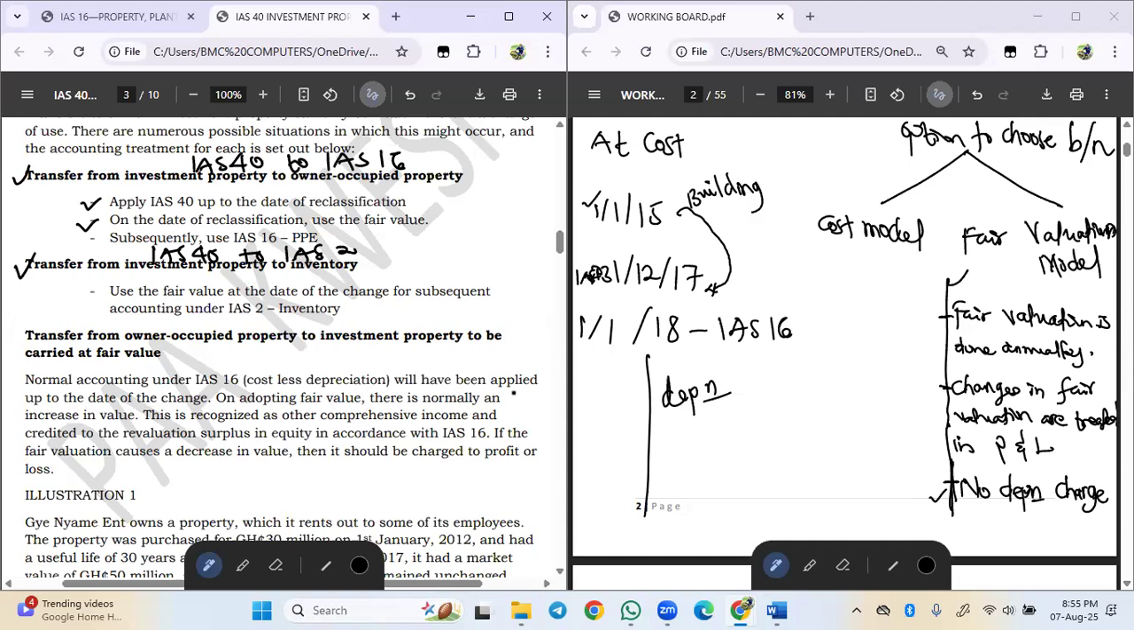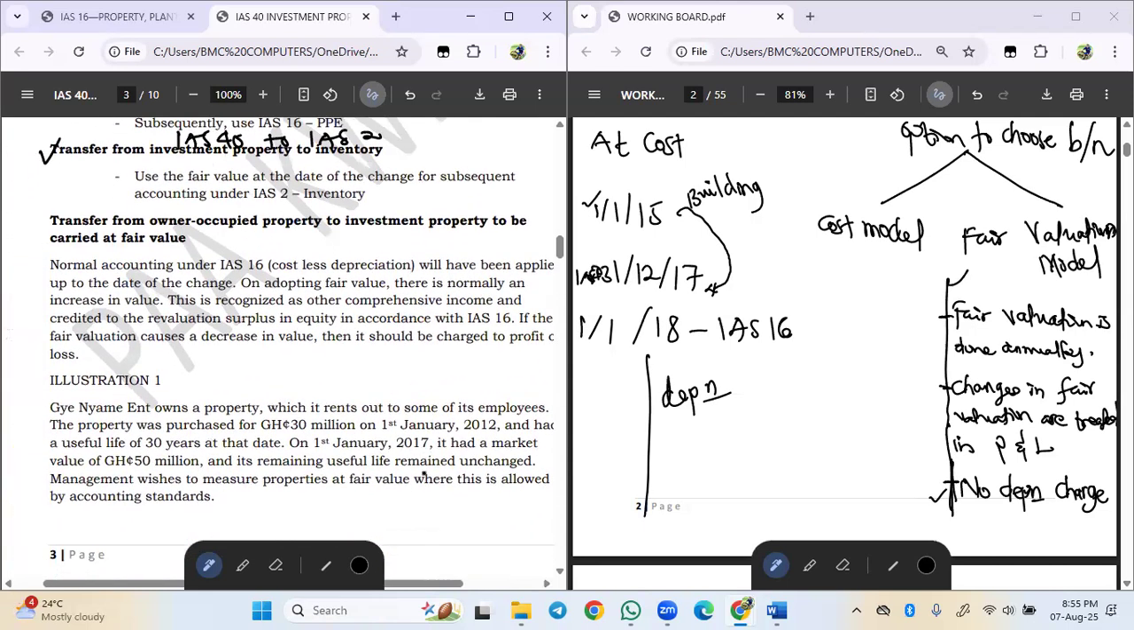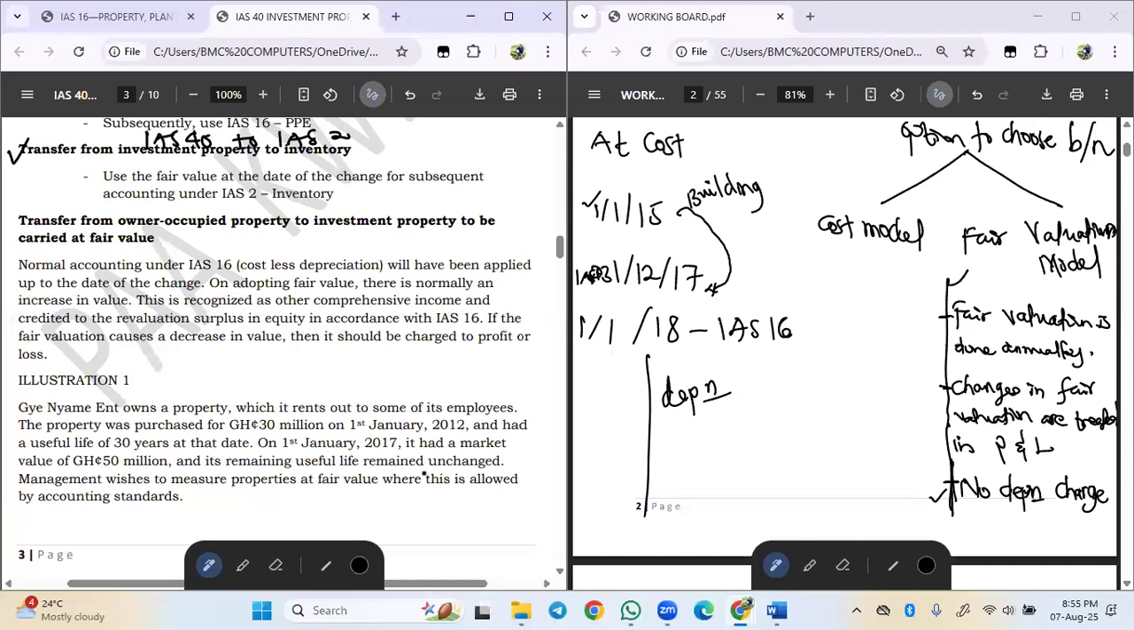The IAS 40. So that one, what you are going to do is compare the carrying amount as at that date and the fair valuation. Then whenever there is an increase or decrease, that one will be treated as what? Fair valuation loss or gain. All right. So please, I know maybe it will be confusing, but let's look at this example and see something.